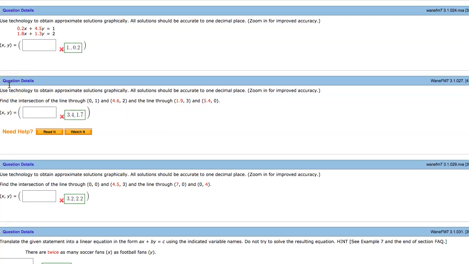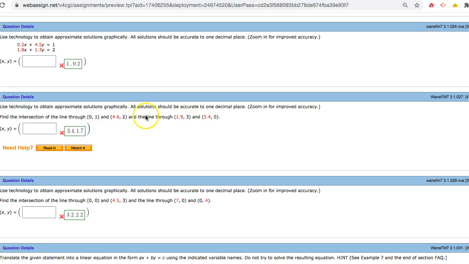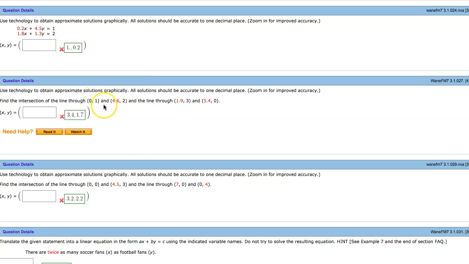Wait, no, 16 is different. We're doing a line, aren't we? Find the intersection of the line through those 2 points and the line through those 2 points. Oh wow, okay. So we want the intersection of a line passing through these 2 points and these 2 points. Now, this is algebra 2. Really, for this one, if I have time, we do algebra 2. So we need to get what we do on this one.